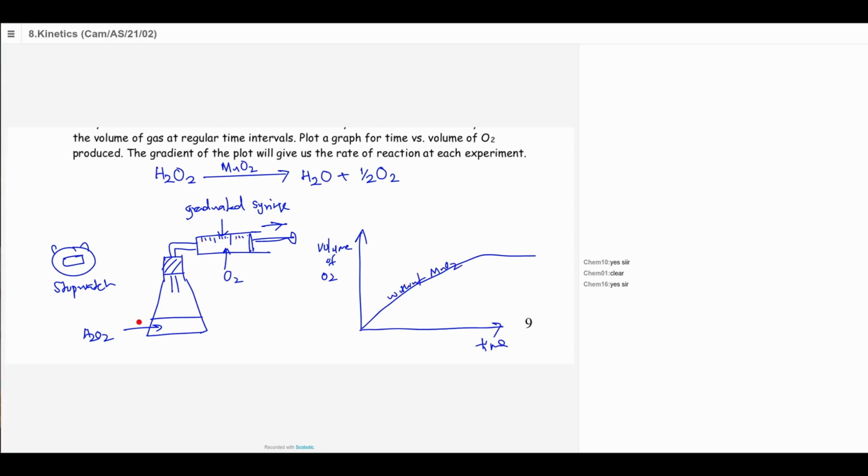Again, the same amount of hydrogen peroxide, same concentration. This time you add some solid manganese dioxide catalyst. And then you will notice the reaction ends in a lesser time. It takes only a lesser time for the reaction to end. This is with manganese dioxide catalyst. So that shows the catalyst increases the rate of reaction. Is that clear?